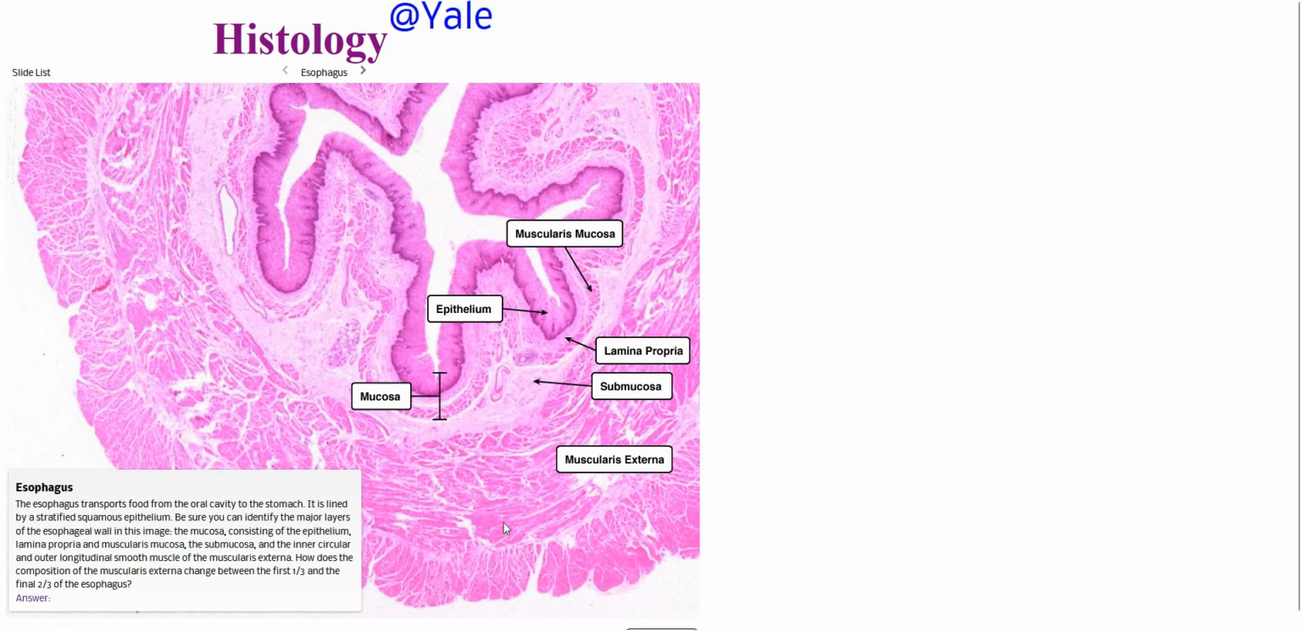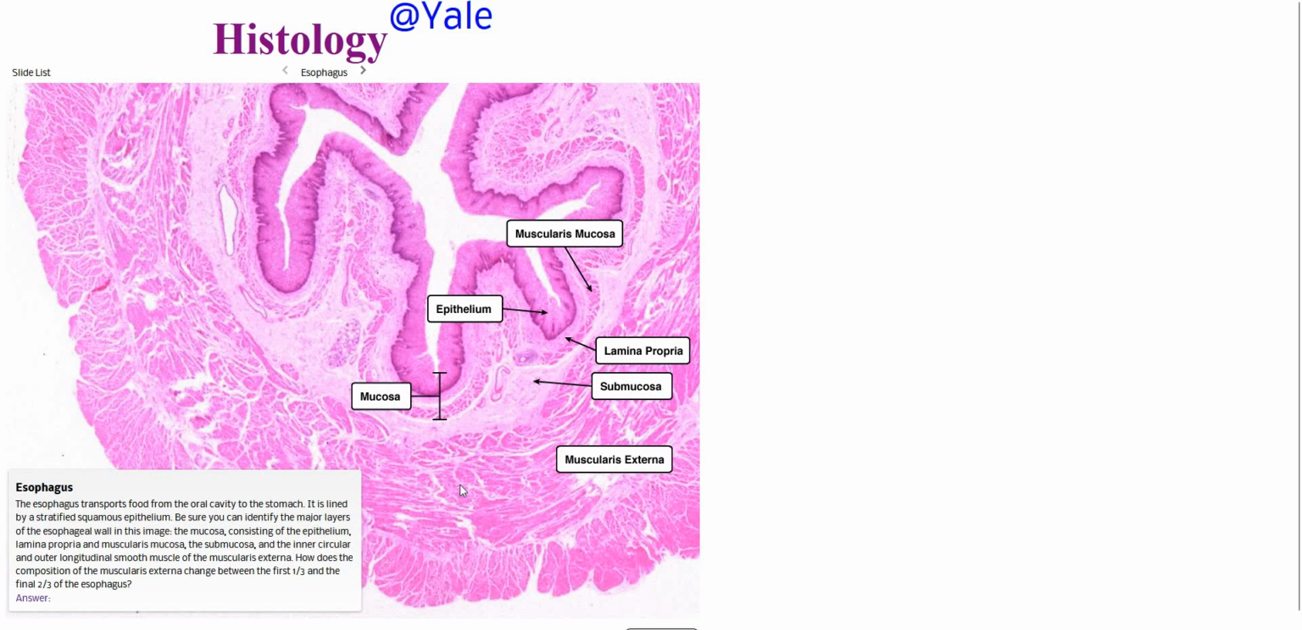Underneath that, we have our muscular layer. So we have a muscularis externa. Externa because we're moving more externally away from that lumen. We will typically have an inner layer of circular smooth muscle and then an outer layer of longitudinal smooth muscle. And these guys will run perpendicular to each other.